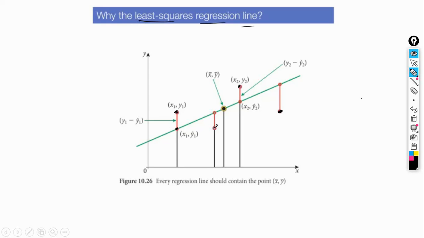So the distance y1 minus y hat 1 is the error in the prediction from the line of best fit. So this would be an error right here, this difference. Similarly, this difference here would be an error, where you see that you have y2 minus y hat 2. This would also be an error, this difference there, and this difference here.